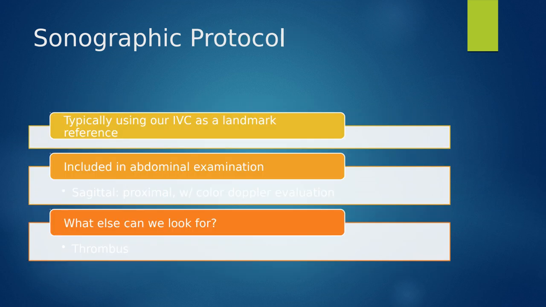What is our protocol for the IVC? Nothing crazy. It's really not anything super in-depth. We're just looking at it sagittally in the proximal region. We're going to put color on just to prove that it's the IVC. We're also looking for a thrombus. We don't typically get venous aneurysms, but we more likely get venous thrombus than arterial thrombus. So that's something to remember as well.